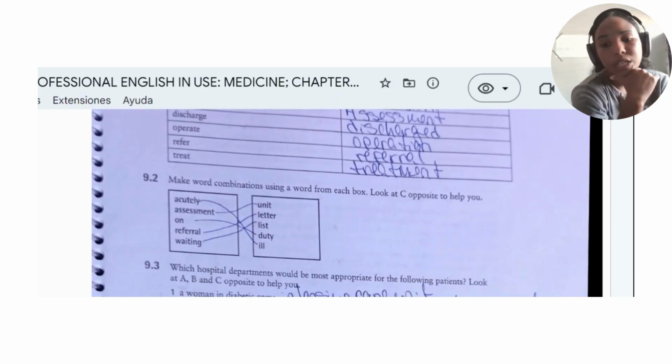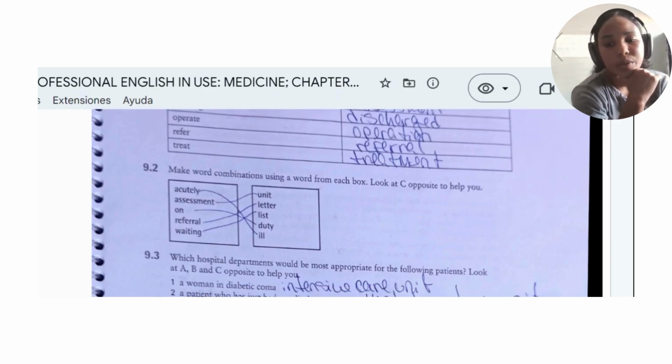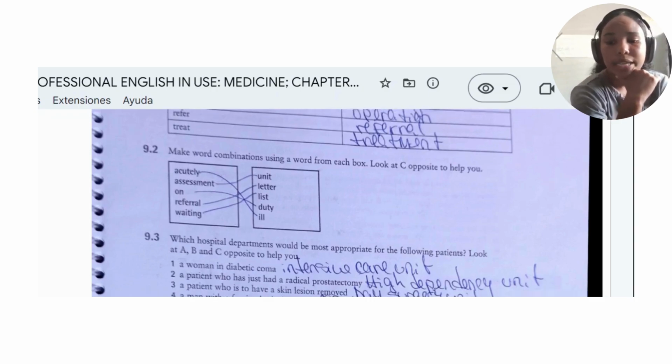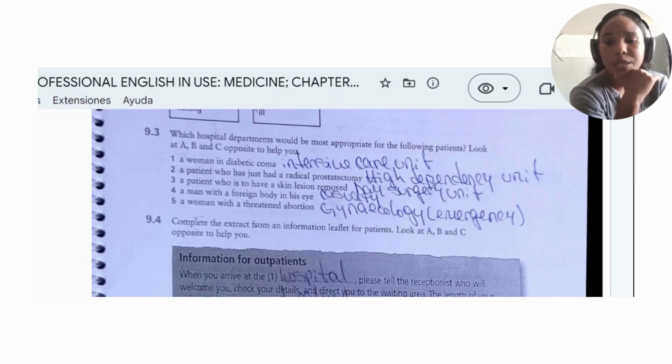Make word combinations using a word from each box. Look at C opposite to help you. Acutely ill. Assessment unit. On duty. Referral letter. Waiting list. Which hospital department will be the most appropriate for the following patients?